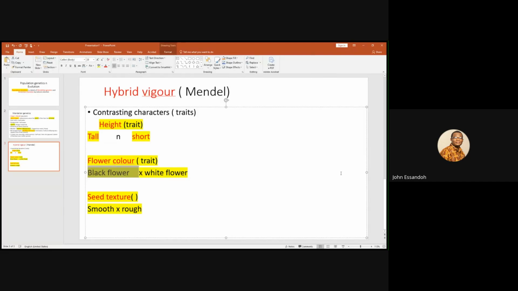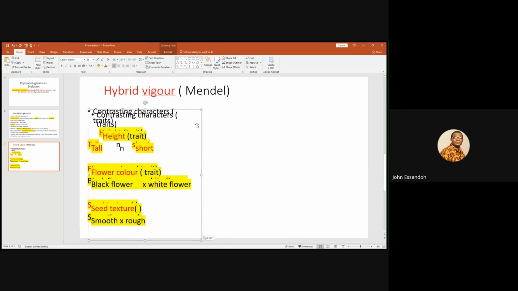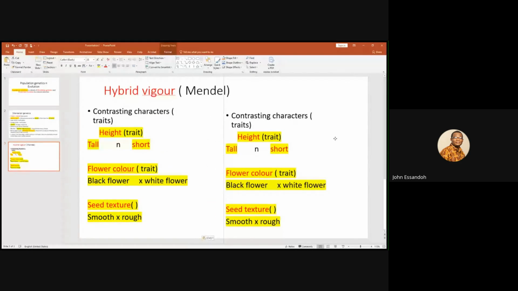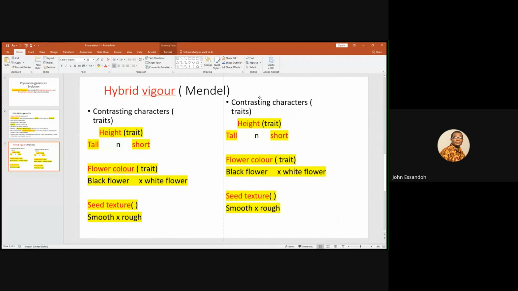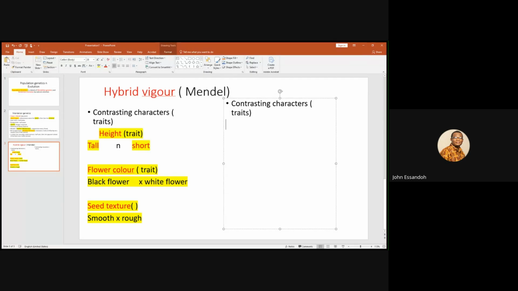Now, before his experiment, there was already a theory in existence. Before Mendel's experiment, there's a theory in existence called blending inheritance, and that theory will guide this. So now let's see what Mendel is going to do.